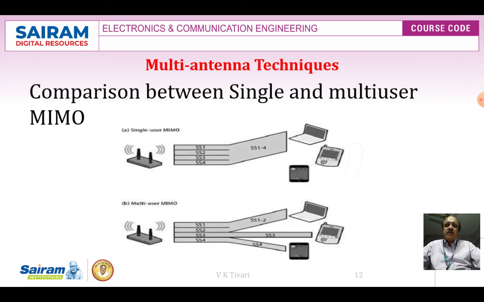In the multi-antenna technique, we can see here the comparison between single-user and multi-user MIMO. Here we are using single-user MIMO, with the signals SS1, SS2, SS3, SS4. At a time it goes from SS1 to SS4. Here all the signals are sent through all 4 antennas using different channels and different signals.